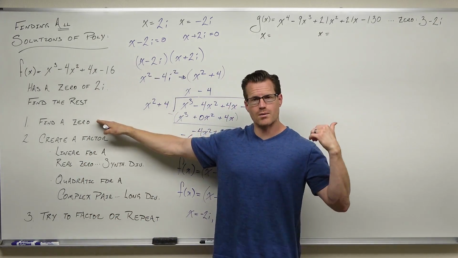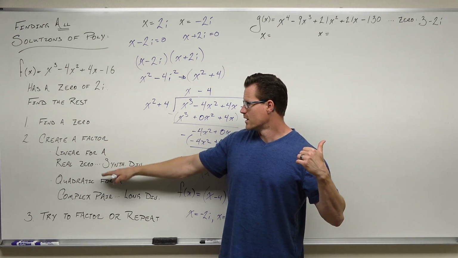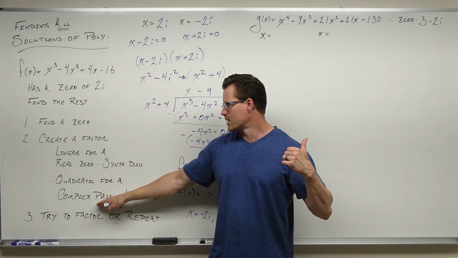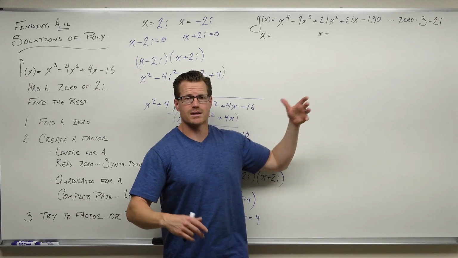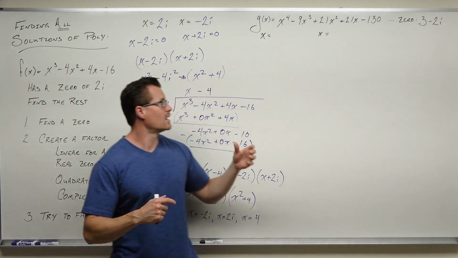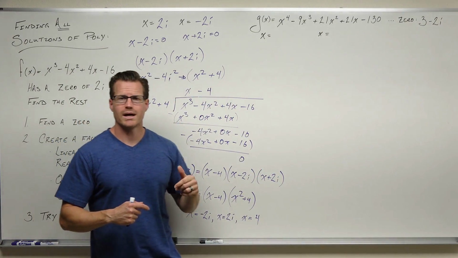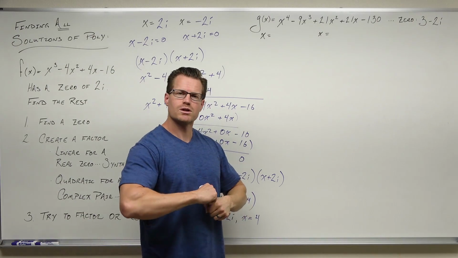So find a zero, we got one. Create a factor. Hey, a quadratic comes from a complex pair. Let's get a pair. Let's distribute them. Let's get an irreducible quadratic, and let's factor that out. So we're going to start with that.